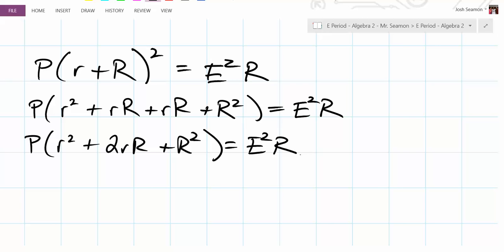I have to take that P and multiply it in, right? So what do I end up with? PR squared plus 2r. Now, I like PR before, yeah, PR. Oh, does it matter if I capitalize? Yes.